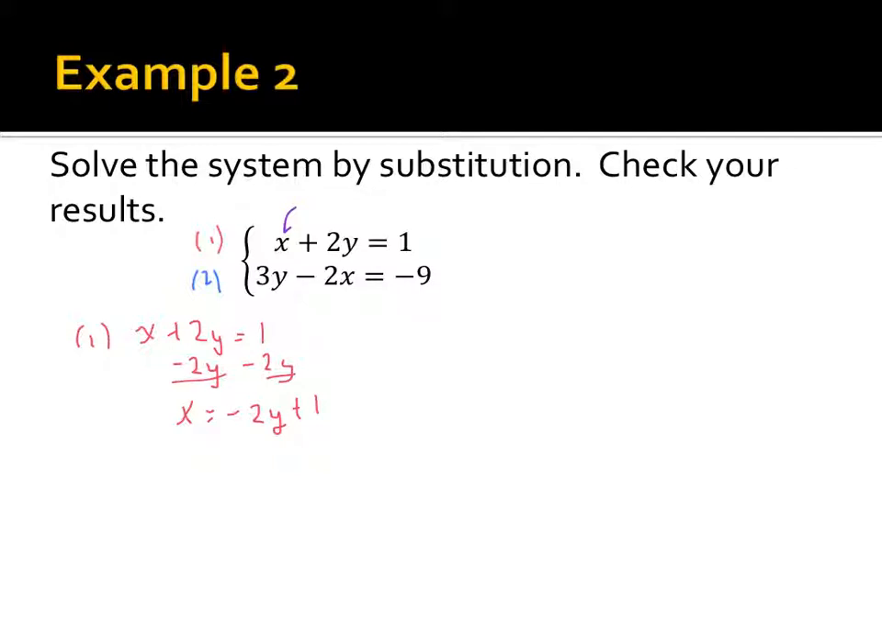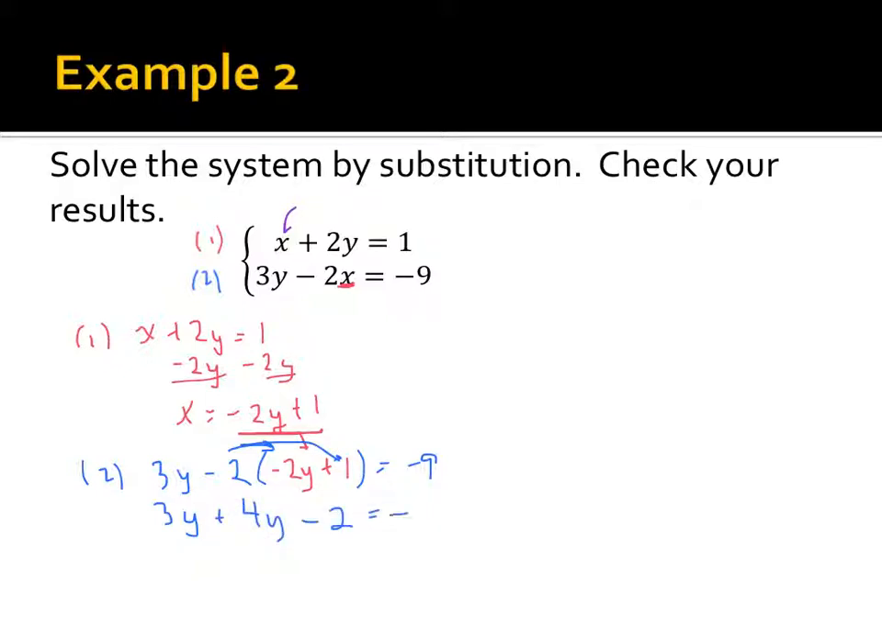Now, I need to plug this into the second equation, and I need to plug it in for x. I'm replacing this x right here with this over here. So I'm going to write 3y minus 2 times something equals negative 9, but this something is what goes in here, so the negative 2y plus 1. And now we just do our regular algebra. I have 3y. I distribute the negative 2, so I get that positive 4y. Negative 2 times positive 1 is minus 2, and I get negative 9.